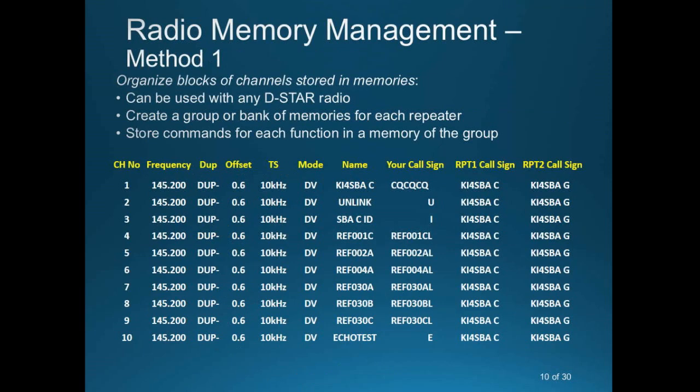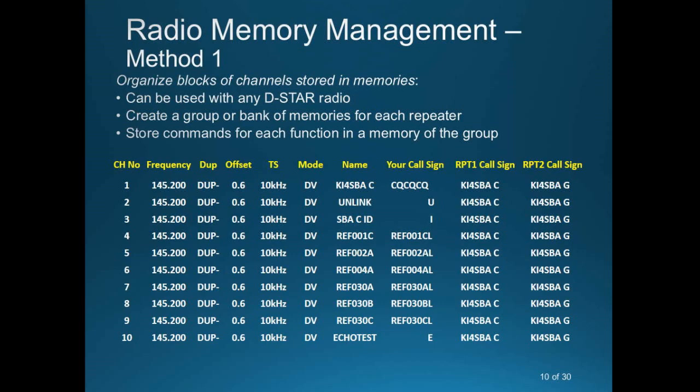When I had my 2820, my 91, my 92 AD, here's what I did. You've got hundreds of memories, right? For all my local repeaters, I would set up a block of 10 memories, and I would store each one of those commands in one of those memories. So here I'm set up, as you can see, for KI4SBA-C. All of these are the same. The only thing that changes is what's in the UR field.